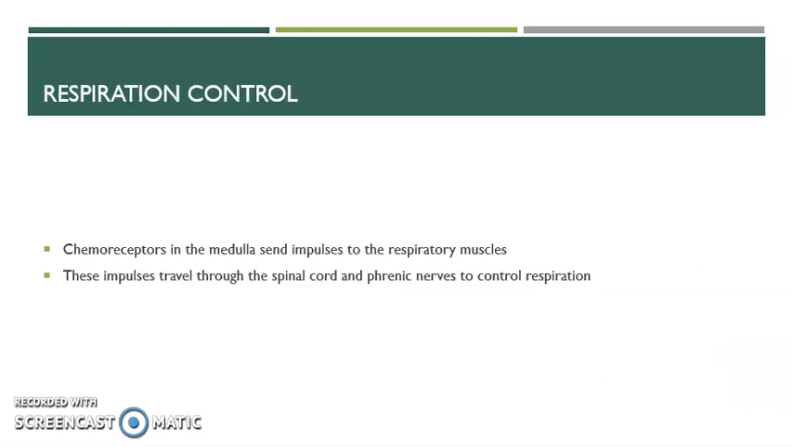Chemoreceptors in the medulla send impulses to the respiratory muscles. These impulses first travel through the spinal cord and phrenic nerve to control respiration, which is why sometimes we will see changes in breathing or breathing paralysis with spinal cord injuries.